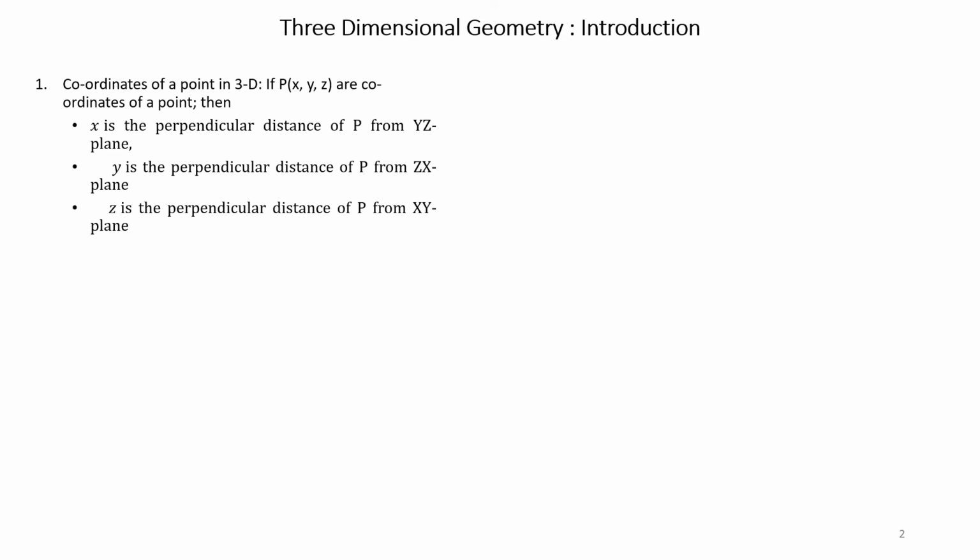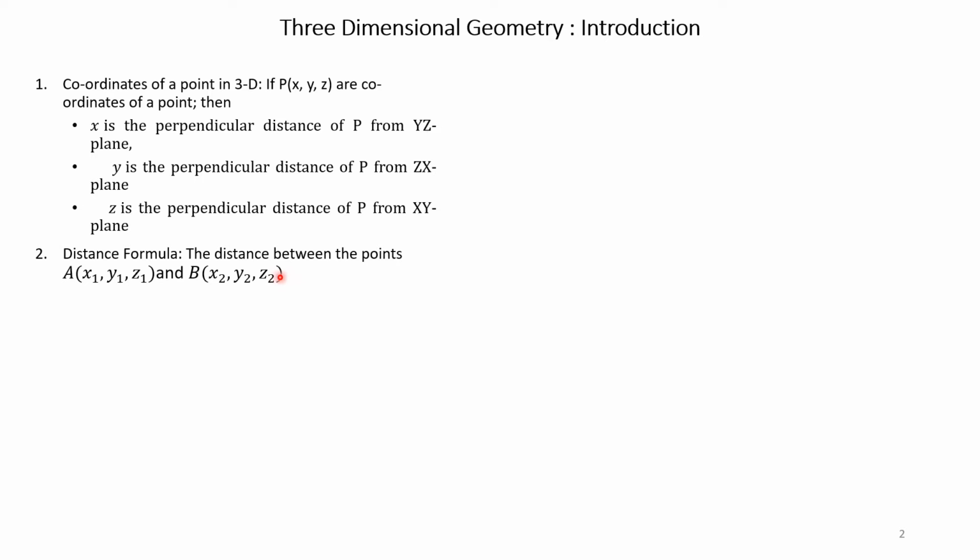Three-dimensional geometry. Introduction. Coordinates of a point in 3 dimensions: if P(x, y, z) are the coordinates of a point, then x is the perpendicular distance of P from the YZ plane, y is the perpendicular distance of P from the ZX plane, and z is the perpendicular distance of P from the XY plane.